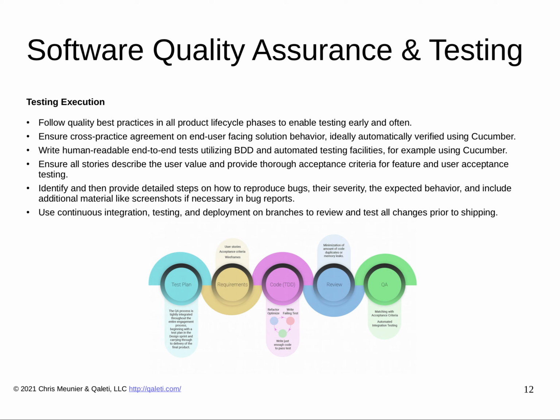When looking at a software project in parts or mini projects within a project, the testing activities can be viewed as a project itself. In this way, when crafting a plan, a flow can and will ideally be created to follow best practices of quality in all product lifecycle phases, mainly to enable testing early and often. Teams can work together, such as the Three Amigos approach, to ensure cross-practice agreement on end-to-end and user-facing solution behavior and human-readable end-to-end tests. Teams will ensure all stories describe the user value and provide thorough acceptance criteria for feature and user acceptance testing.